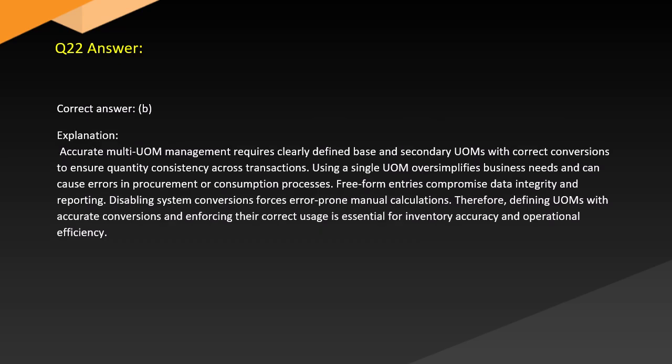Answer. Correct answer, B. Explanation. Accurate multi-UOM management requires clearly defined base and secondary UOMs with correct conversions to ensure quantity consistency across transactions. Using a single UOM oversimplifies business needs and can cause errors in procurement or consumption processes. Free-form entries compromise data integrity and reporting. Disabling system conversions forces error-prone manual calculations. Therefore, defining UOMs with accurate conversions and enforcing their correct usage is essential for inventory accuracy and operational efficiency.